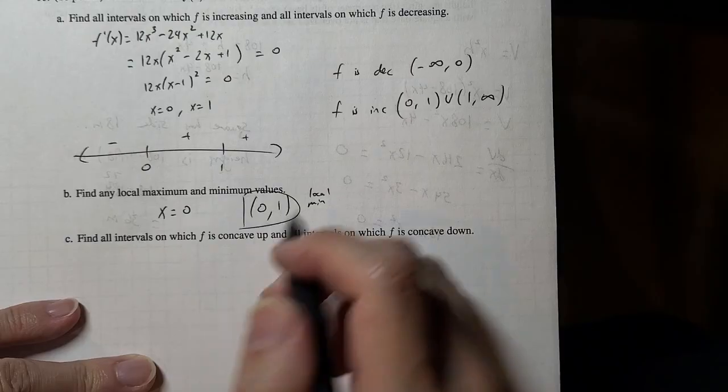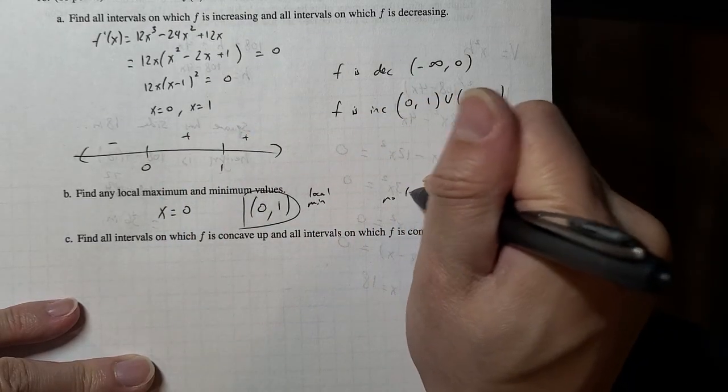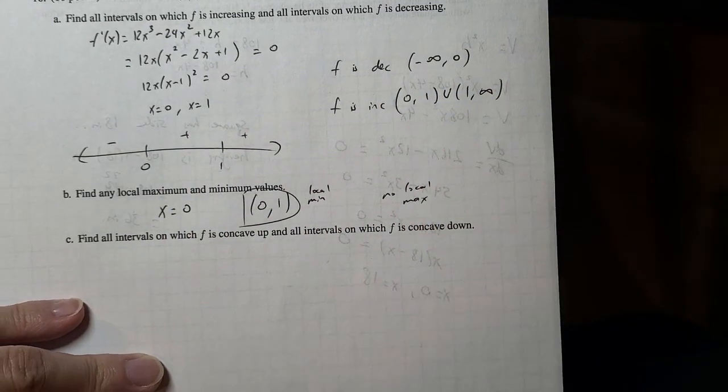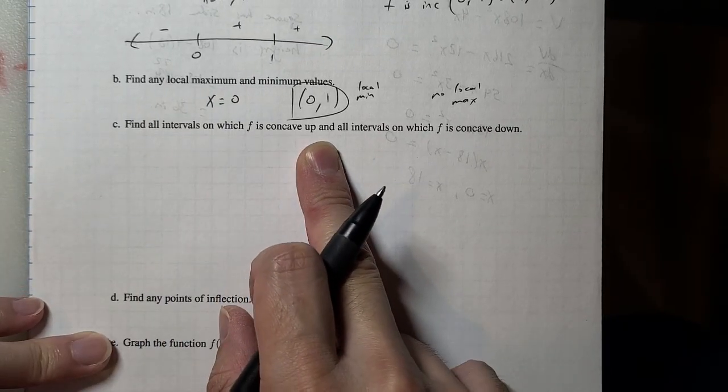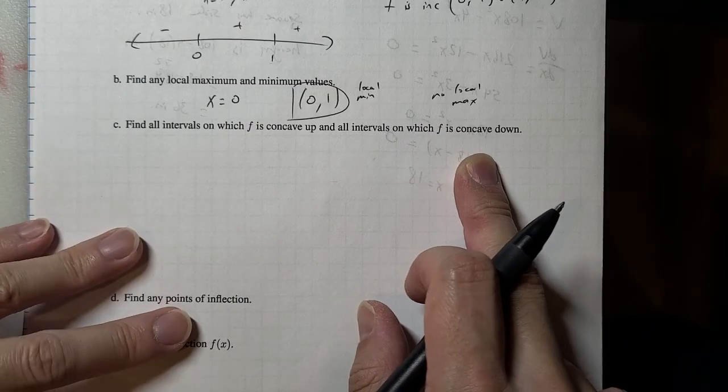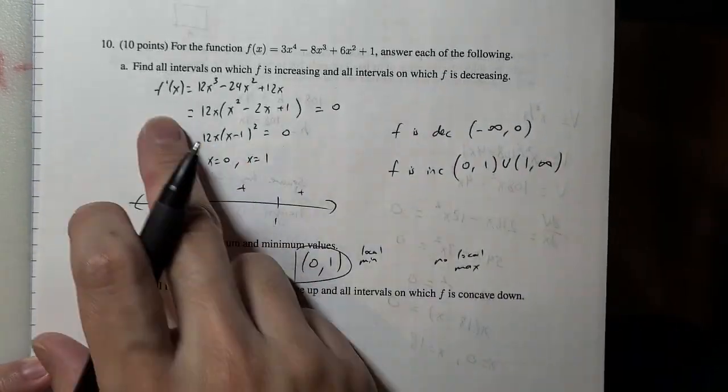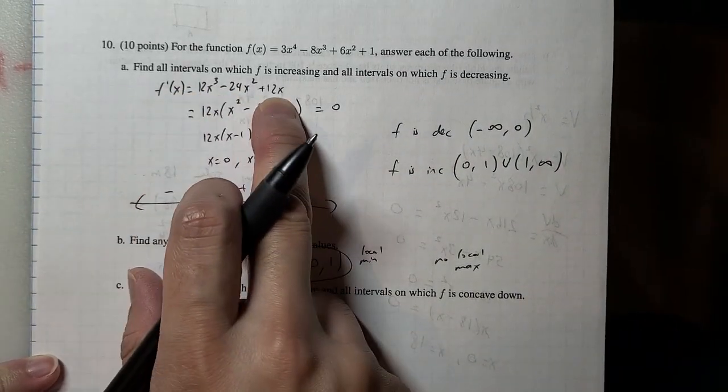Okay, that's a local min. There's no local max. Now, find all intervals on which f is concave up and all intervals on which f is concave down. For that we need the second derivative test. So let's just use our f prime from this point.